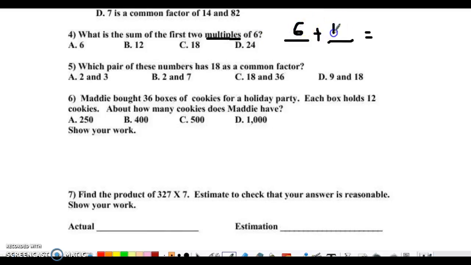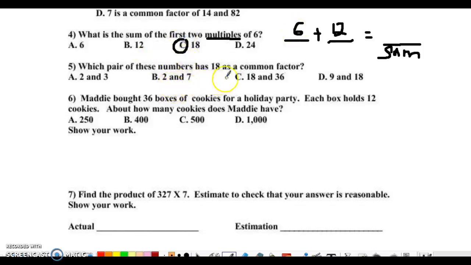6, 12, then I stop because the question's asking for two multiples of 6. These are the first two multiples. I add them together, and whatever you get, that's your sum, because we know that the answer to an addition problem is the sum. In this case, 12 plus 6 would be 18, or letter C.